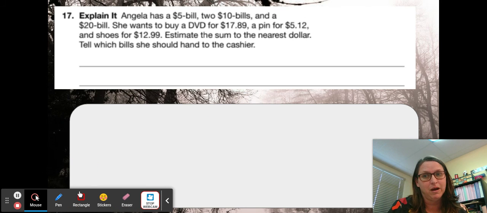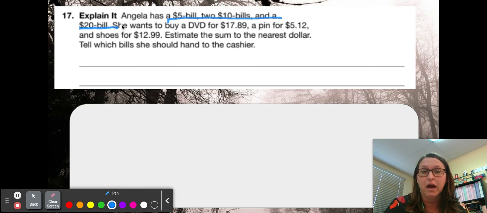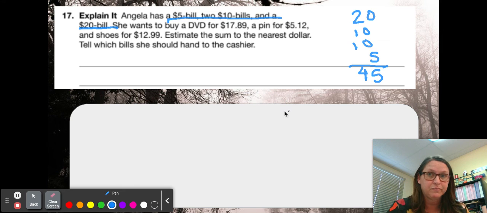Now we've got one more problem, and this next one has a little bit of an extra tweak that you need to make sure you pay attention to. Angela has a $5 bill, 2 $10 bills, and a $20 bill. So how much money does she have? She has 20 plus 10 plus 10 plus 5. So she has a total of $45.